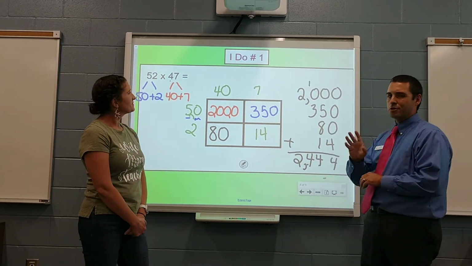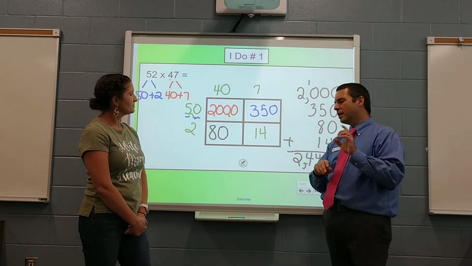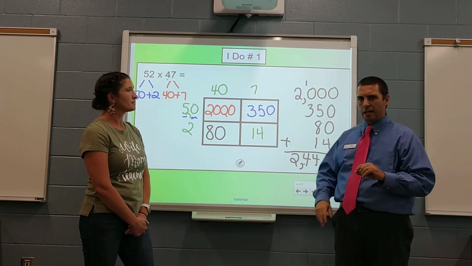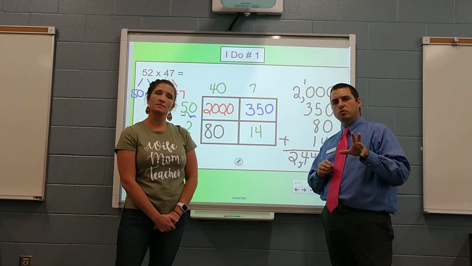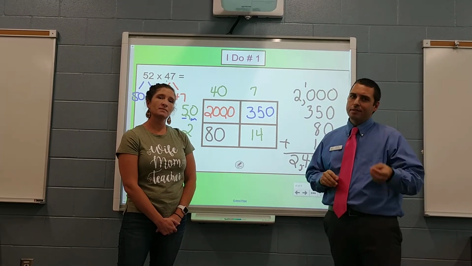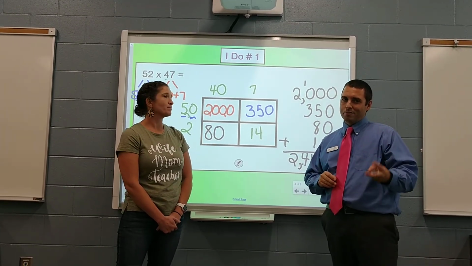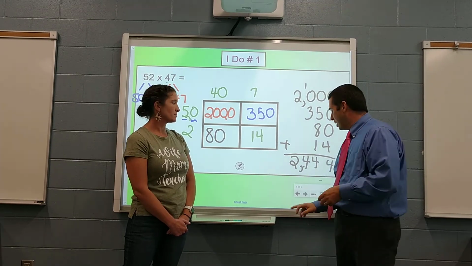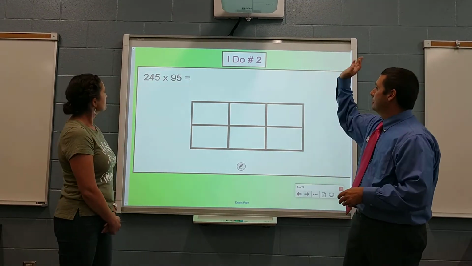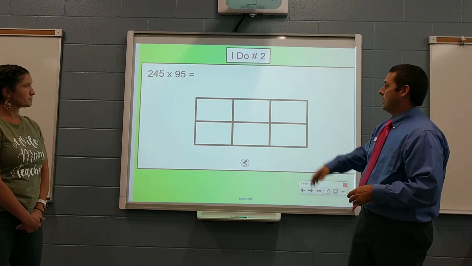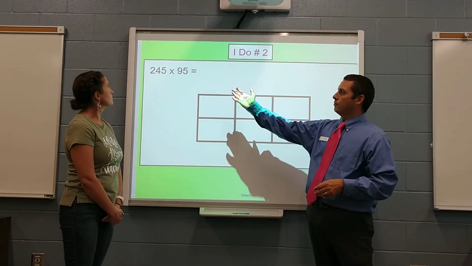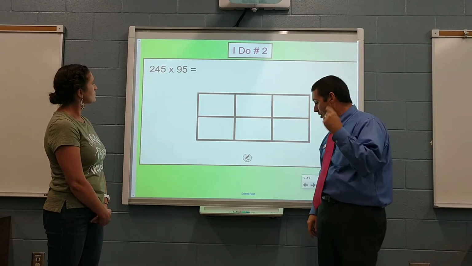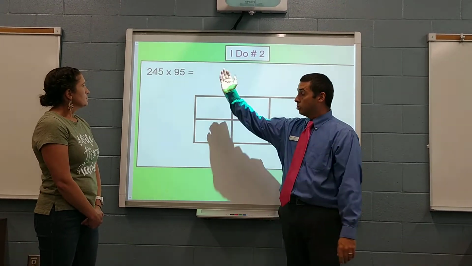And so that's our first I do. We're going to do one more I do real quick because when we get to 5th grade, we have to be able to multiply at least a 3-digit whole number by up to a 2-digit whole number as well. And that's what we're going to take a look at here with our second I do. So in this case, we've got 245 times 95. And we're going to repeat the same process very quickly here.